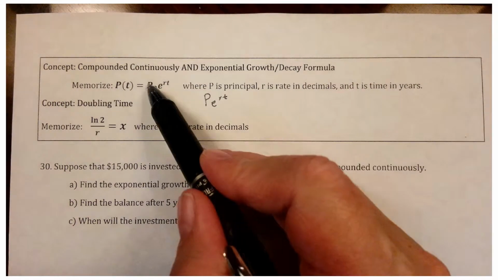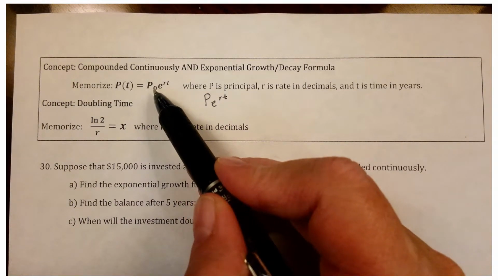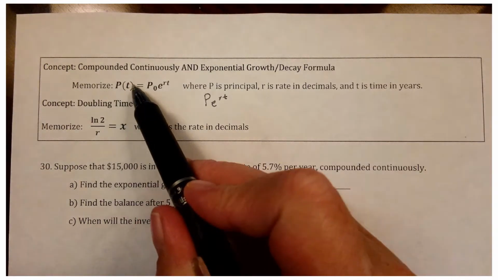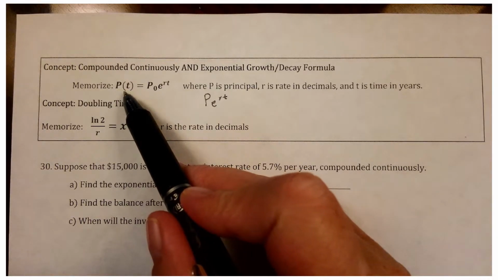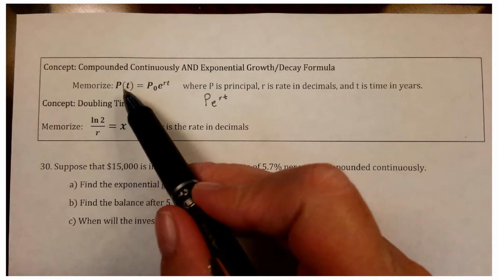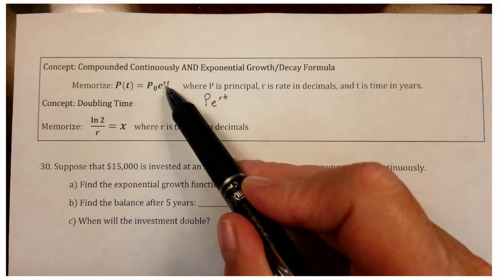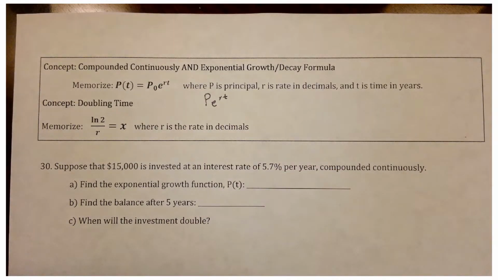This P sub 0 is just your initial principal, how much you're starting with. And then your function, P of t, is how much you end up with, your end amount after so many years. E is just E, and R is your rate in decimals. T is your time in years. So many of these variables that we've been doing before still are valid. We just have a different means, and this E is now thrown in there, okay?